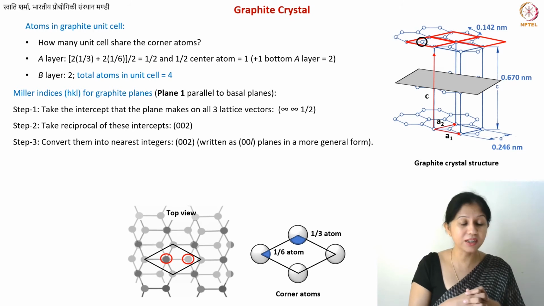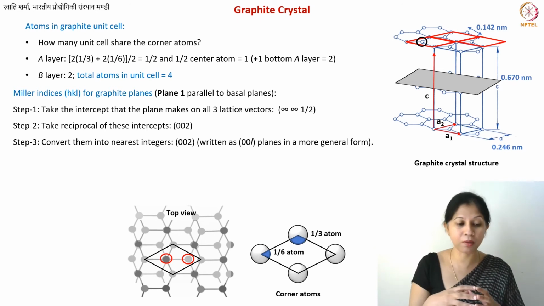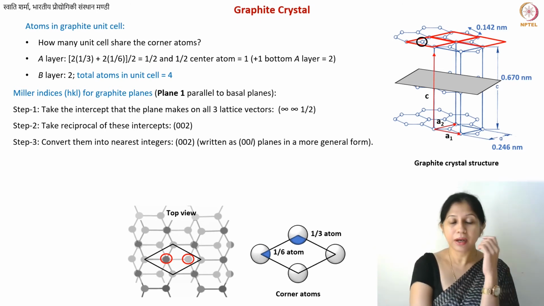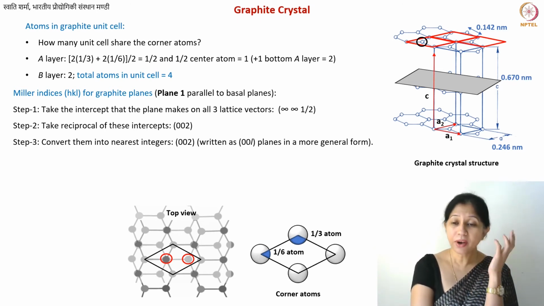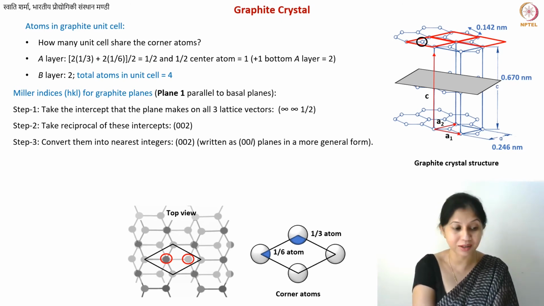Okay, now in general, these are also written as 0, 0, L planes. That is the more general form. This is very important in the case of graphite. When we learn the characterization techniques, not just for graphite but for any carbon material, ultimately we are trying to find out the graphitic regions and what the crystallinity is.